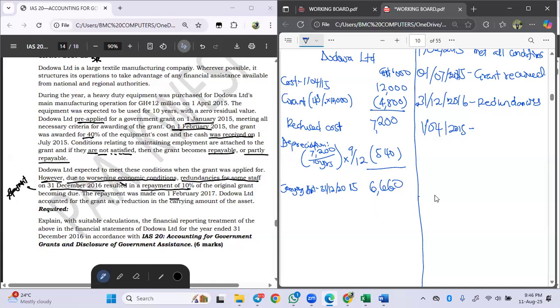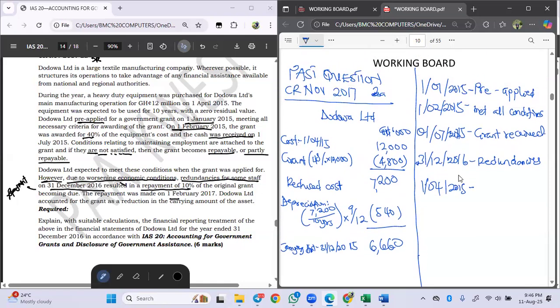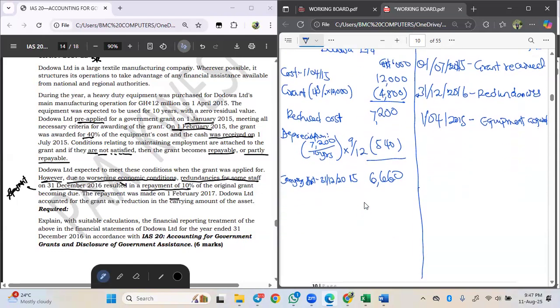Now I've been telling you it's more like revaluation. Look at the date that they failed the condition. I've summarized the date here: 31st December 2016. This one is the carrying amount as at 31st December 2015. How many years left? 1 year. So you have to charge depreciation for another 1 year to get the carrying amount as at the end of that year.